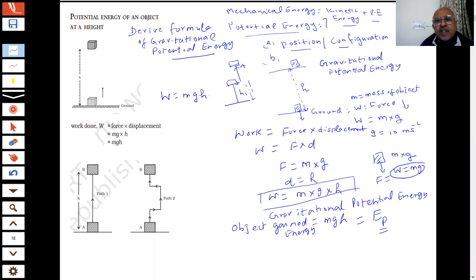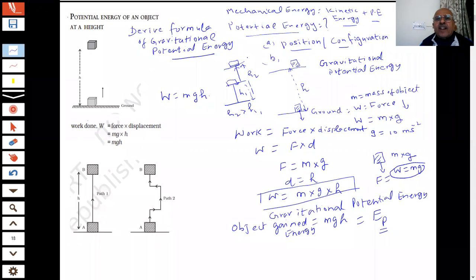Supposing this height is h2, and h2 is more than h1, students, then what will happen? As I increase the height, what will happen to the potential energy? Will it increase or decrease, students? As the height increases, the potential energy will increase.